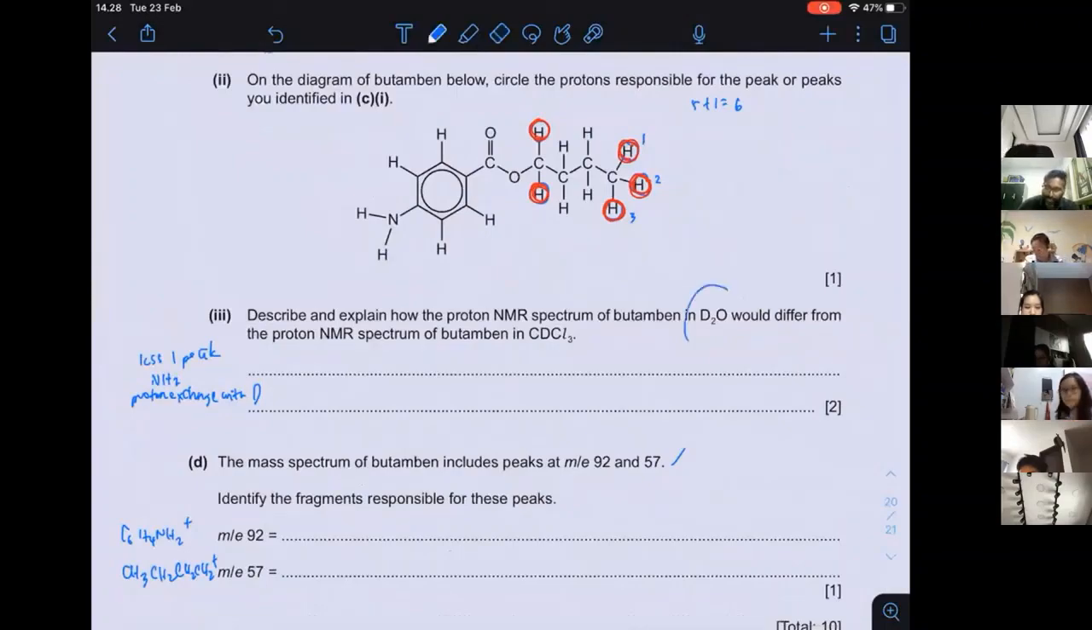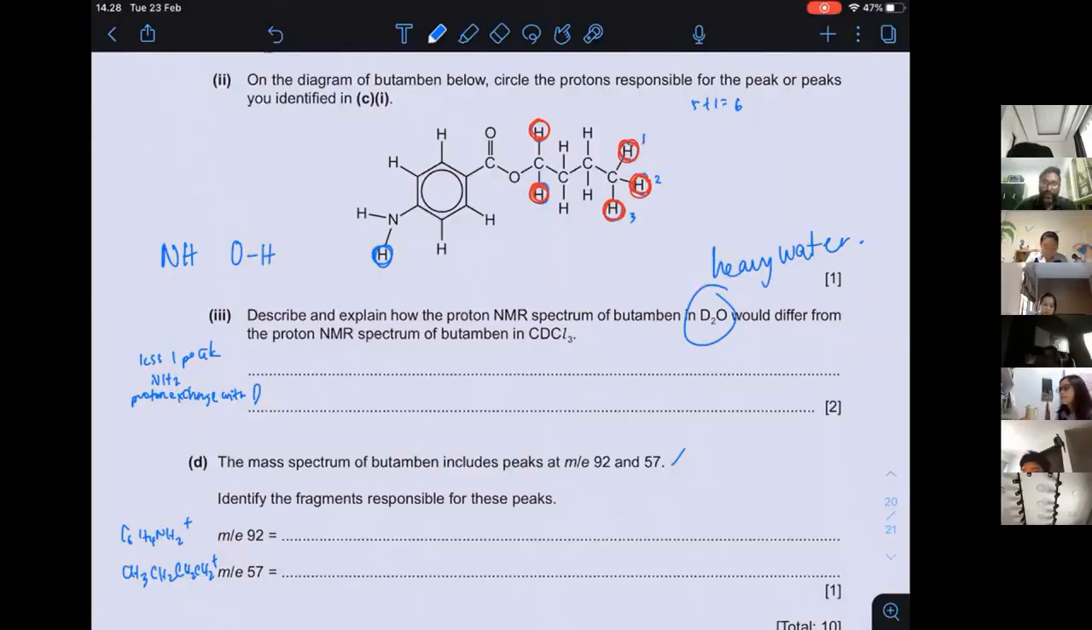Anyway, describe and explain how the proton NMR spectrum of butanediamine looks in D2O. Now you are using heavy water. If you are using heavy water, the difference is that anything that has NH or OH will disappear; the peak will disappear. Here I have this peak, which is responsible for the environment attached to nitrogen, so that peak will definitely disappear.